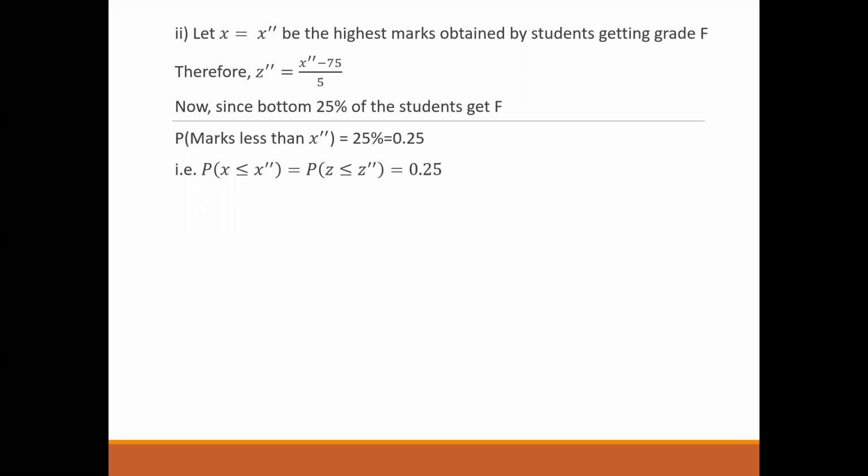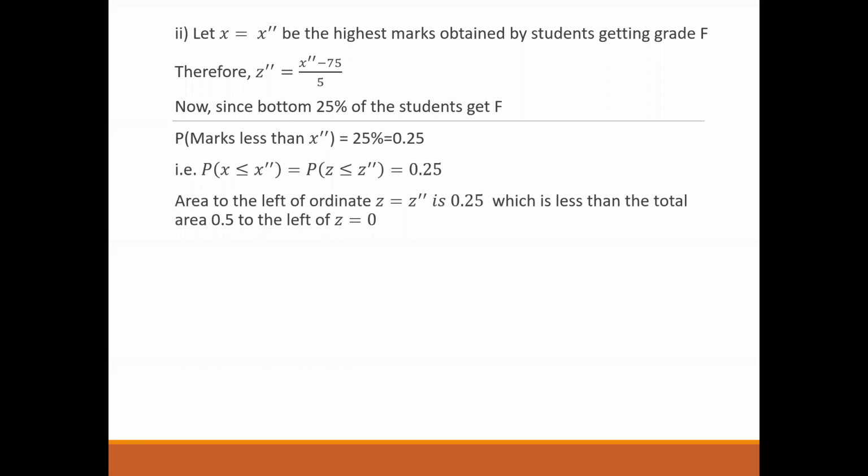So if I represent this whole thing in terms of 0 and infinity, I can write it like this. The area to the left of the coordinate, where we have z equal to z", is 0.25, which is less than the total area of 0.5 to the left of z equal to 0. Hence we can say that z" lies to the left portion of the normal curve. Clear?